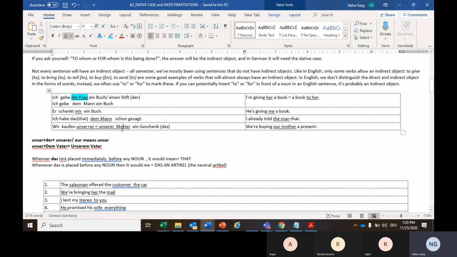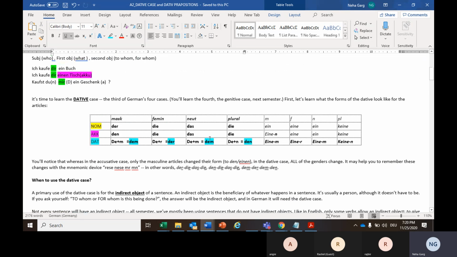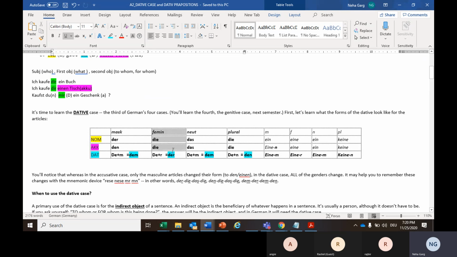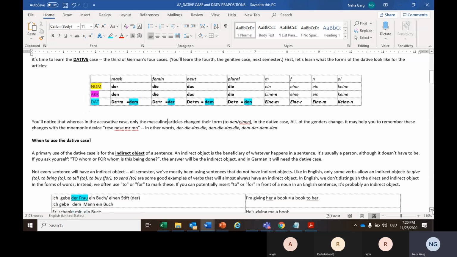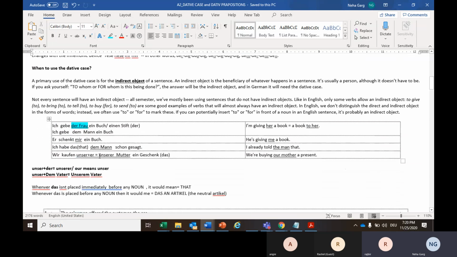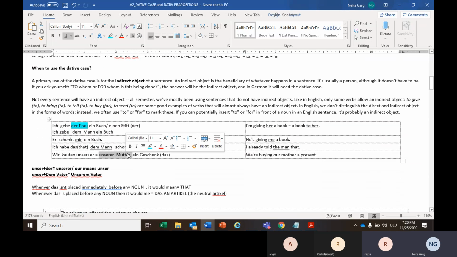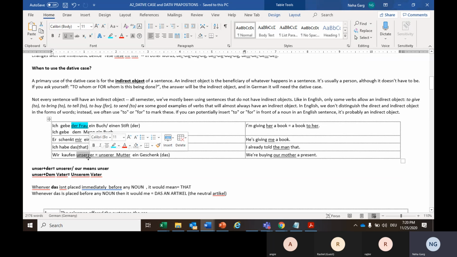And since Mutter is in the dative case, die will change to der, as we have learned from this table. So unser plus der will become unserer Mutter. Either you can write wir kaufen der Mutter ein Geschenk, meaning we are buying a gift for the mother. But if you want to write our mother, you cannot just write unser Mutter, but you will have to write unser plus der Mutter. That will be unserer Mutter.